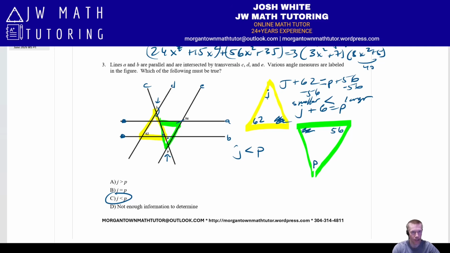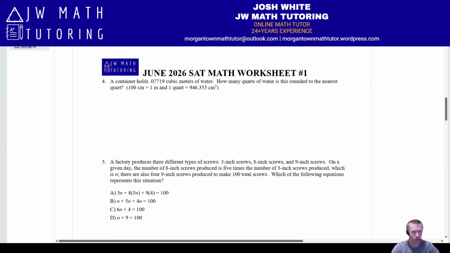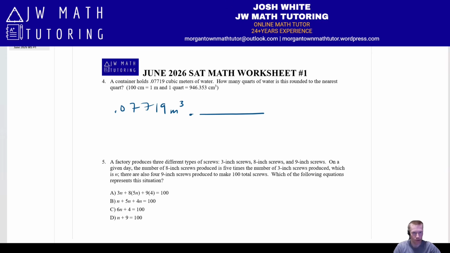Okay, let's go to the top of the next page now. Take a look at problem number 4. This one basically was a unit conversion problem dealing with converting cubic something, in this case technically cubic meters, to quarts. So this is a unit conversion, but specifically it's a volume conversion. I'm just going to set this up and do this essentially like dimensional analysis if you've taken chemistry. So I start off with my original value of 0.07719 cubic meters. Then I'm first going to multiply that by the conversion factor, 1 meter, 100 centimeters. It's really from cubic meters to cubic centimeters.